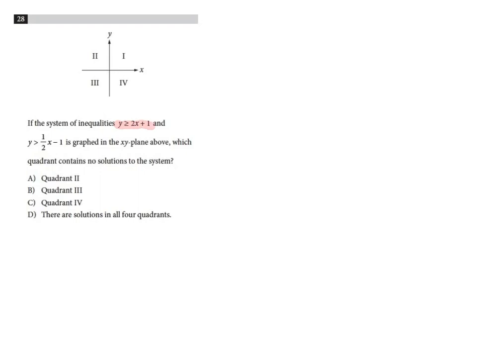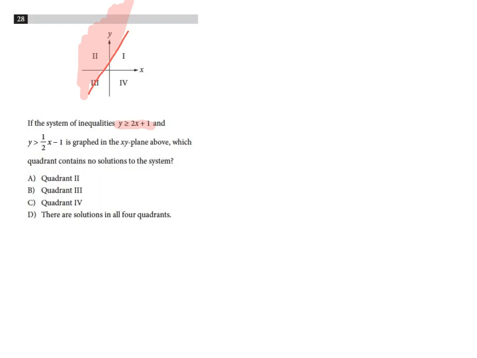Yep. So y is greater than or equal to 2x plus 1. That means it's going to be a solid line. Our y-intercept is 1 with a slope of 2. So maybe something like that, and we know we're going to be shading above.